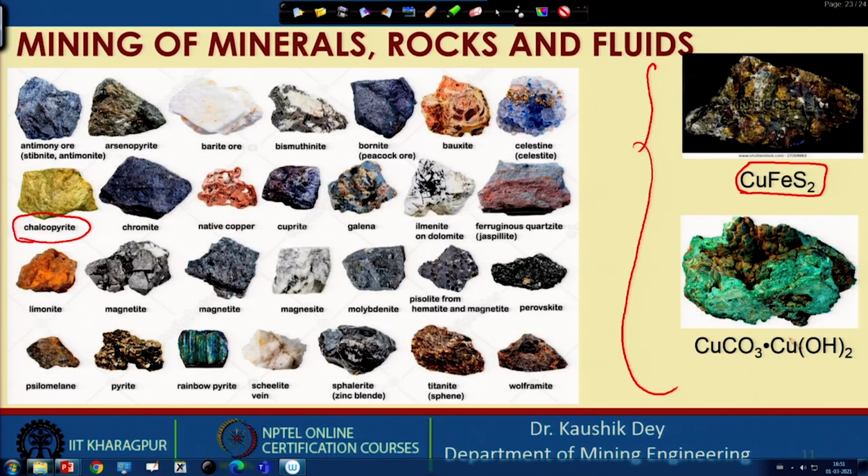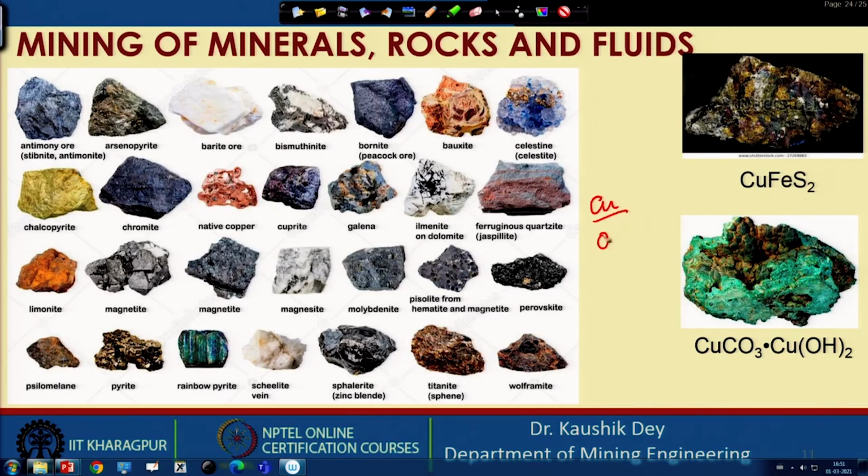So, chalcopyrite and malachite, both of these minerals are basically ores of copper. Now, ore of copper means if we carry out mining of chalcopyrite, or if we carry out mining of malachite, from both the minerals you can extract copper, and this extraction technology is known to us.